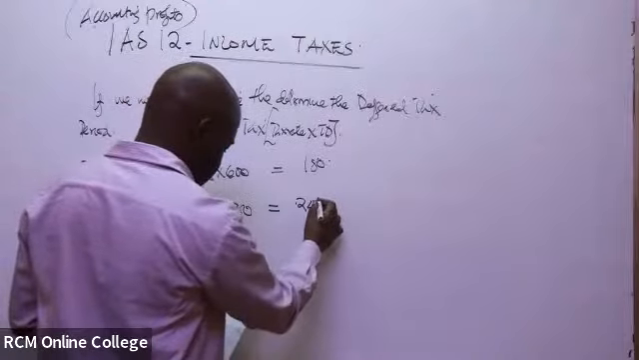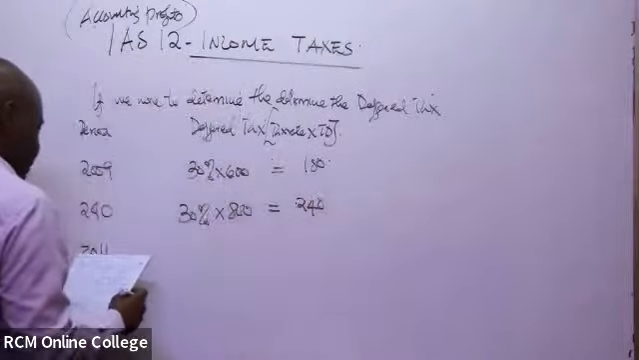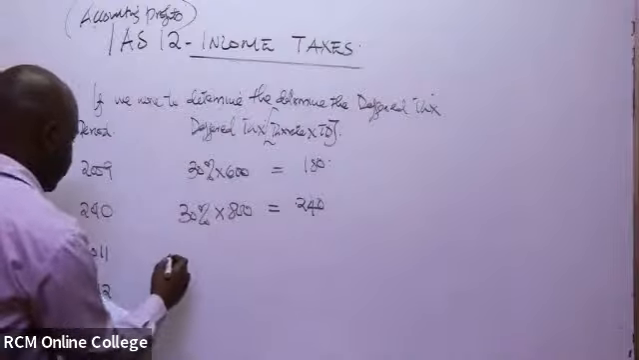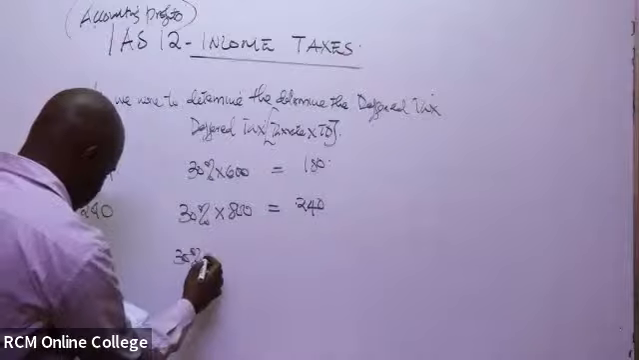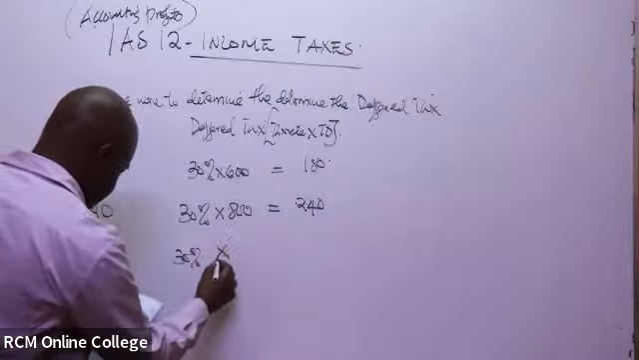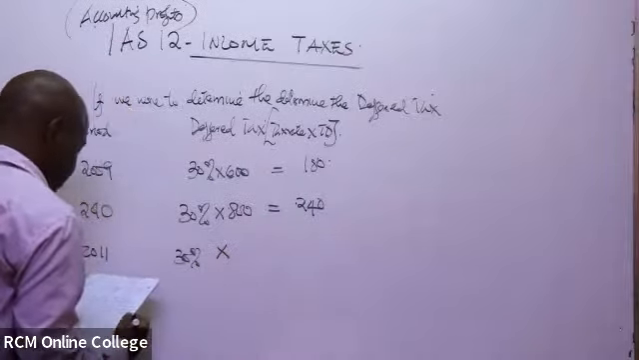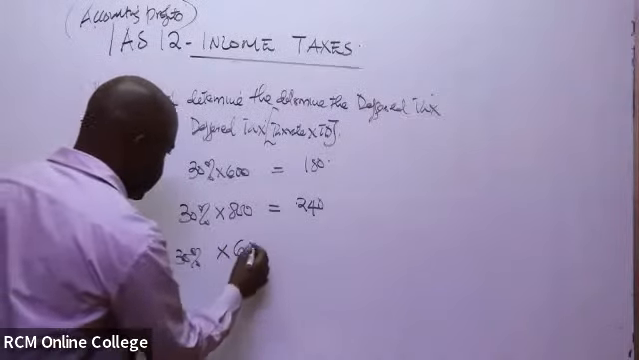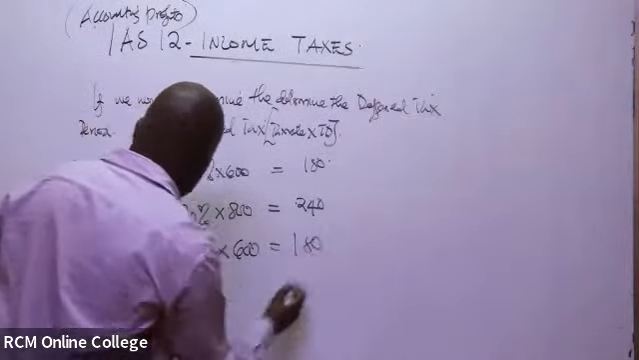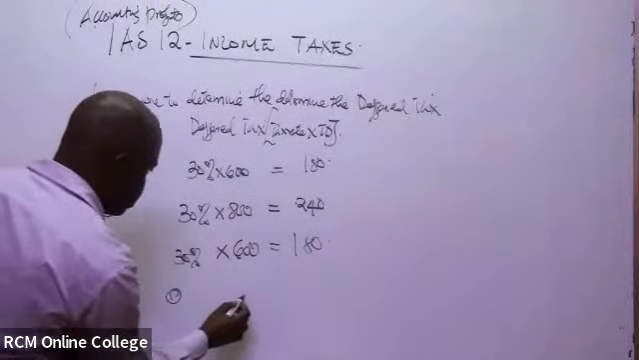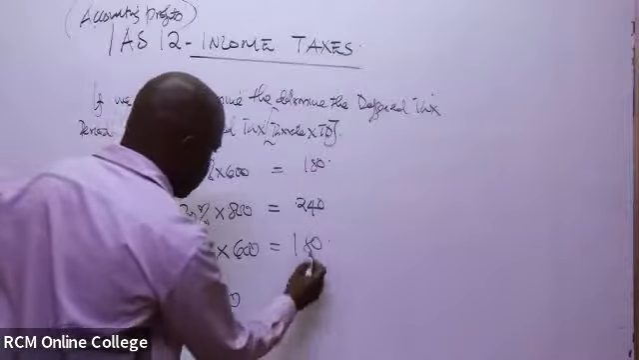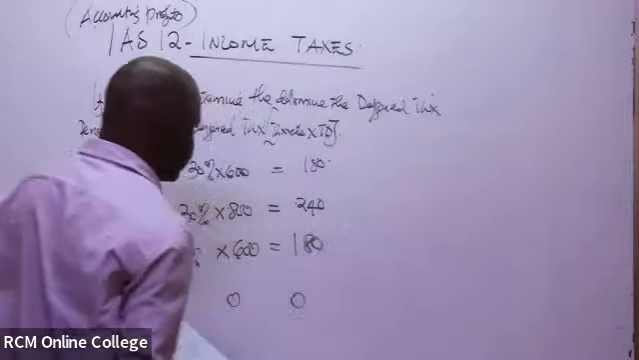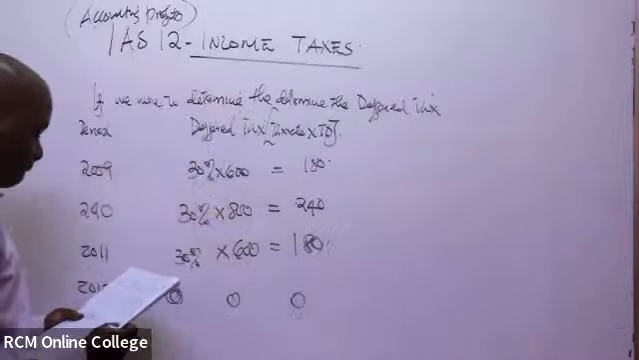I think 240. Yeah, is it 240? Then in this case, the 2011 will likely be 30% multiplied by 600. It will be 600 equals 180. This one was actually 0. It was actually 0, 0, 0, 0. There was no TD there. There was no temporary difference there.